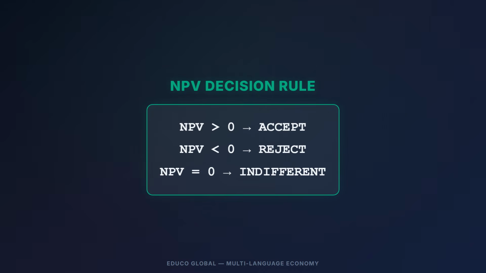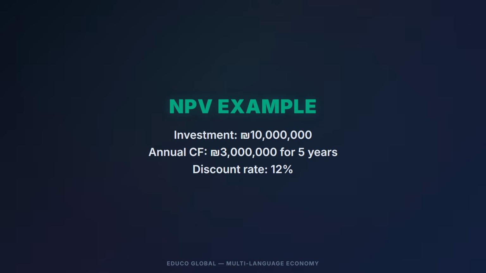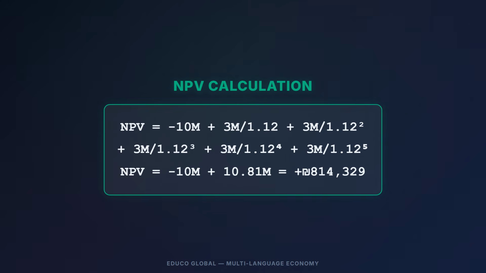Example: you invest 10 million shekels in a hotel. It generates 3 million per year for 5 years. The discount rate is 12%. Should you build it? NPV equals negative 10 million plus the present value of 5 payments of 3 million at 12%. That comes out to positive 814,000 shekels. Since NPV is positive, accept the project.